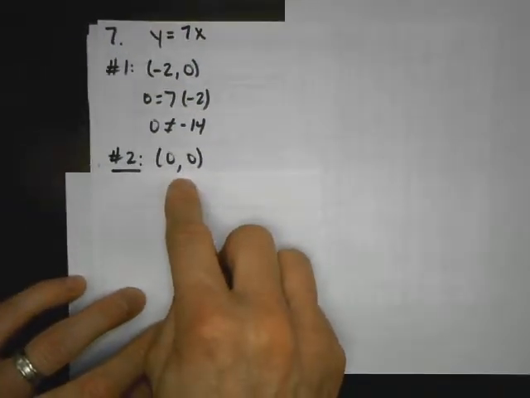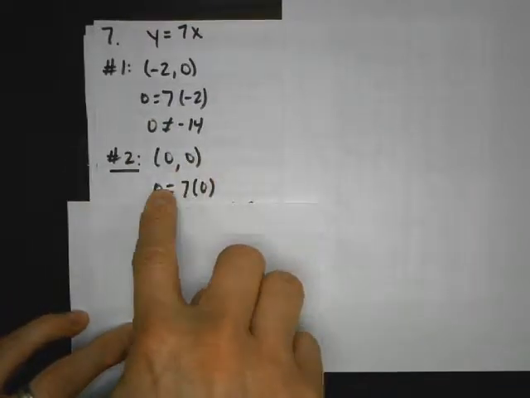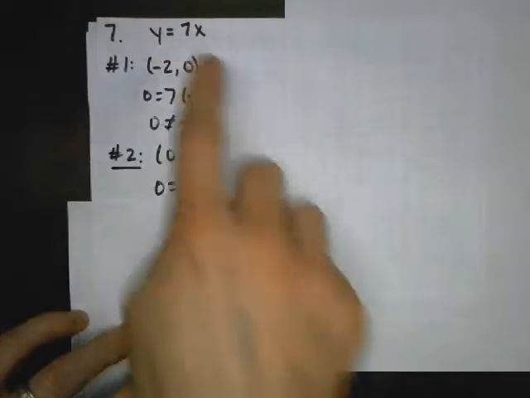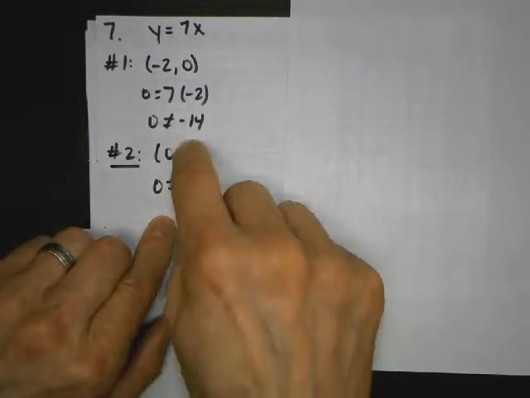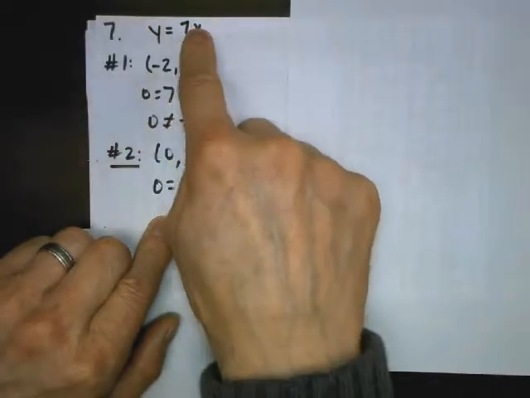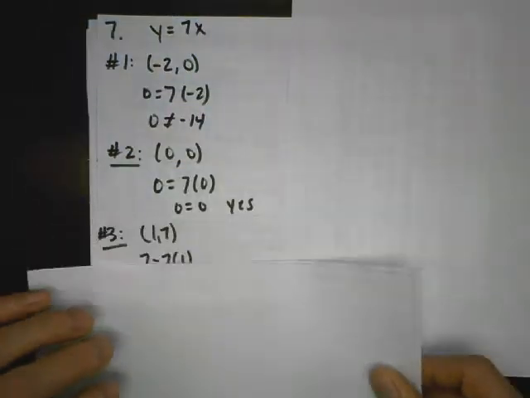Check the next one. The point is 0, 0. I put y where y goes, x where x goes into this equation. Again, simplify. That's a true equation. I have the same number on both sides. So that point right there is on this graph, also known as a solution to that. So 2 is part of our answer.